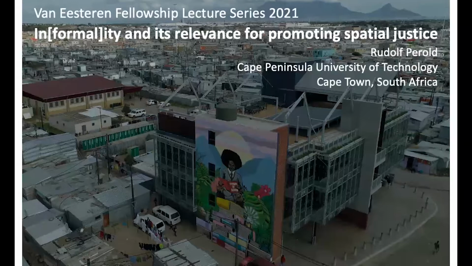It was an interesting exercise, revisiting my work and looking at it specifically through the lens of spatial justice. And I find that the description of the Van Eesteren Foundation, spatial justice as leverage, design research as enabler, is a very useful lens to look at architectural practice.